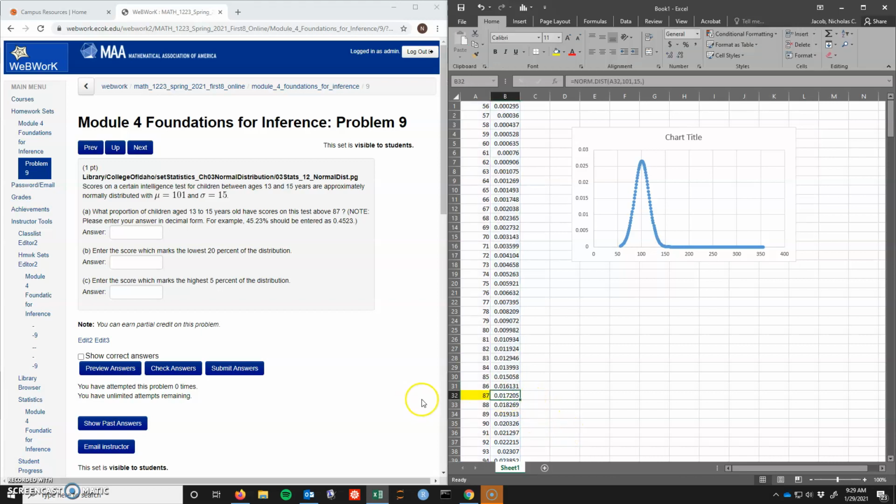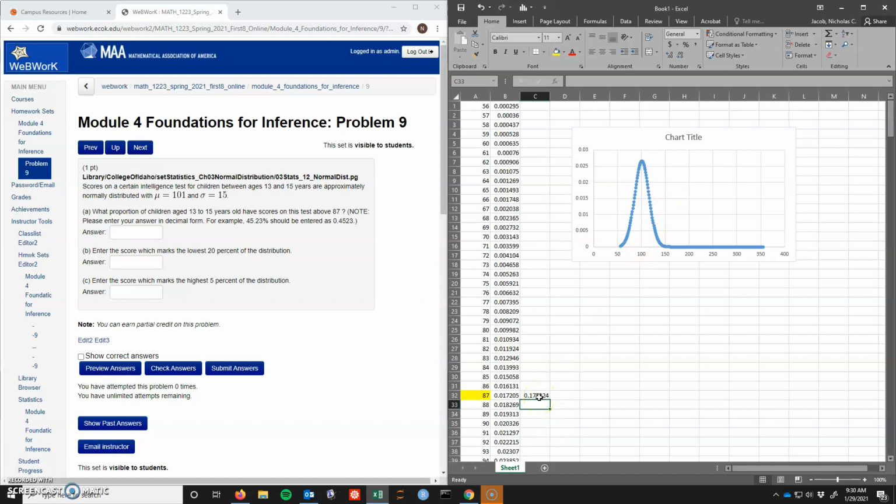Okay, this is not the right number, this 87 that I highlighted, but actually the way we're going to find it is really similar. We're going to do the norm.dist, and we're still going to use that 87. We're still going to use the mean of 101, and we're going to use the standard deviation of 15. But now when I do the cumulative, I'm going to do the true. Sorry, I want the true. There we go. That looks much better.